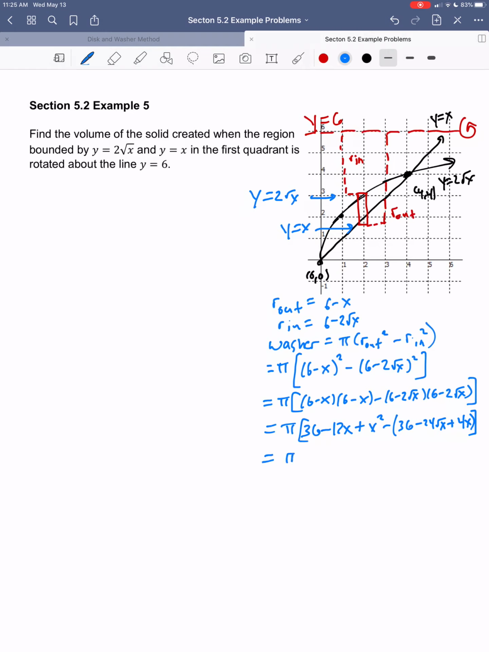So we get pi times 36 minus 12x plus x squared minus 36 plus 24 square root of x minus 4x. Running out of room. So I've got an x squared. I've got a negative 12x and a negative 4x, so that's going to be a negative 16x. I've got a plus 24 square root of x, and then my 36's cancel out.